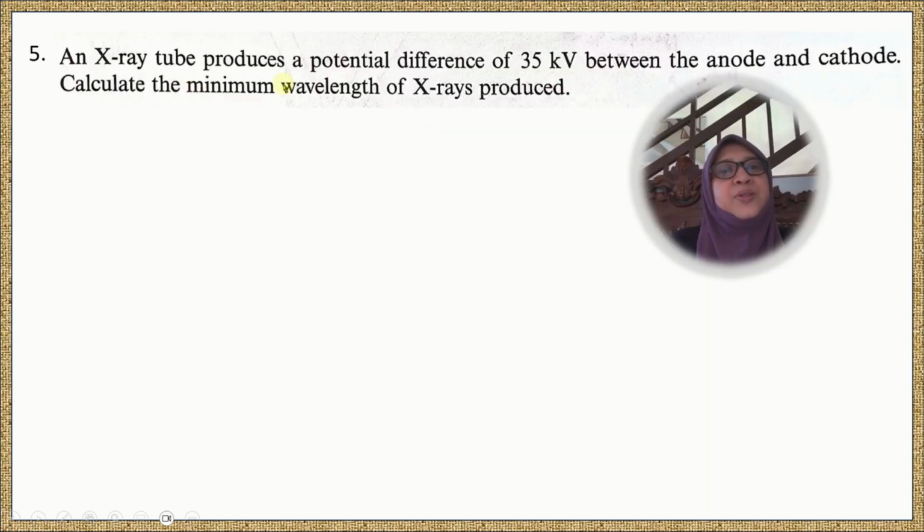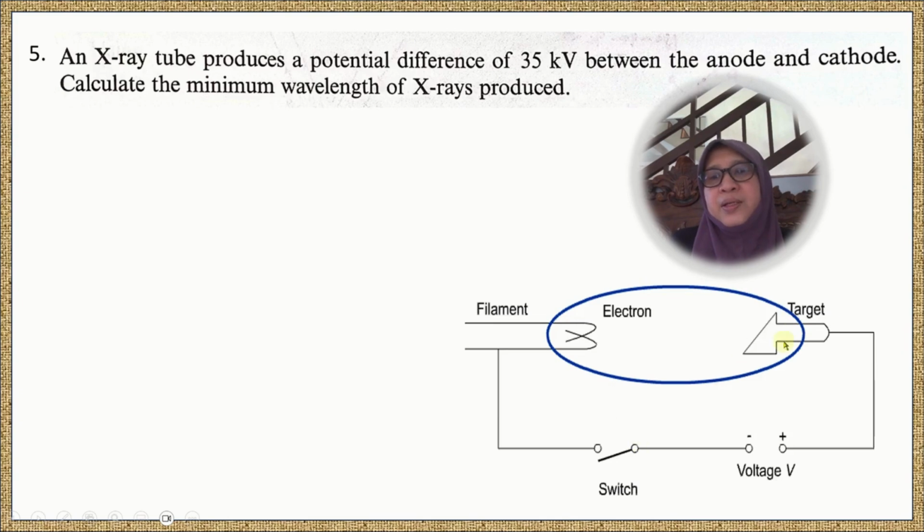An X-ray tube produces a potential difference of 35 kilovolt between the anode and cathode. Calculate the minimum wavelength of X-ray produced. Okay, so this is the target. The target is the anode, and the electron produced here is accelerated toward the anode. So here this is a cathode. This is connected to the negative terminal of the supplier here.